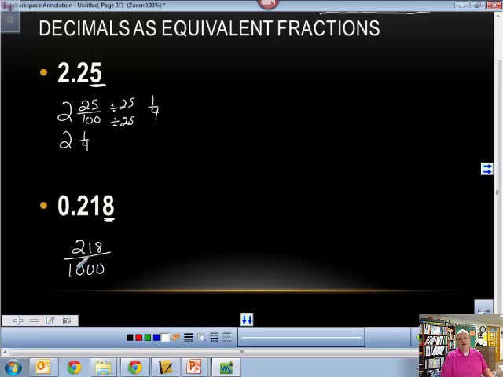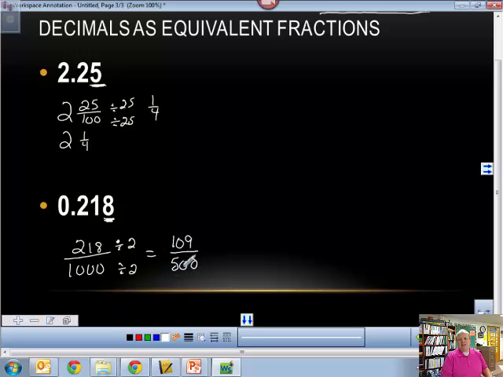Now I'm going to try to reduce it. Well, I know that the even rule works almost all the time. And that is, if both numbers are even, I can divide them by 2. So let's try that first. Divide the numerator and the denominator by 2. 218 divided by 2 is going to be 109. And 1,000 divided by 2 is going to be 500.